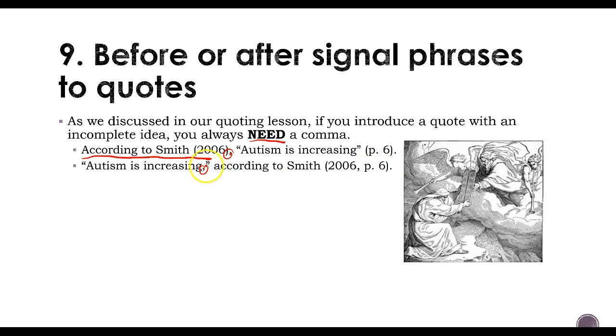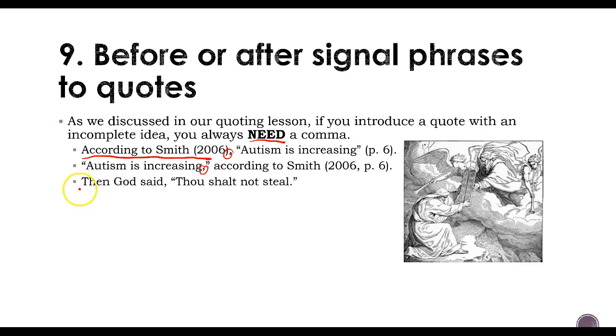So also notice that the comma goes inside the quotes here, too, if you're putting a signal phrase after a quote in a sentence. So you need the comma either after a signal phrase introducing a quote or before a signal phrase if the signal phrase is at the end of a sentence.